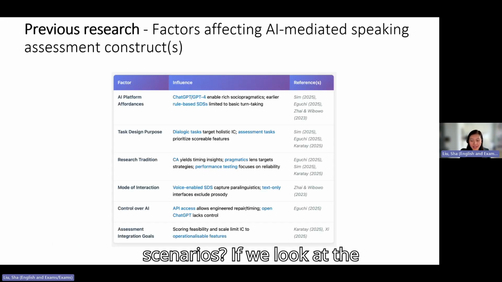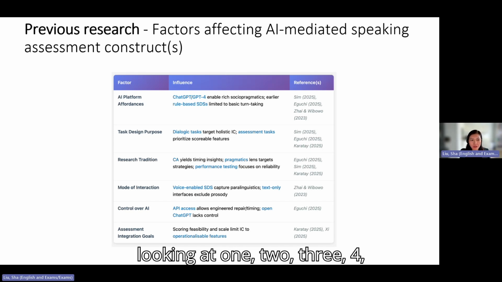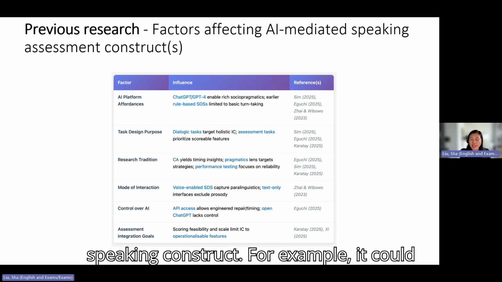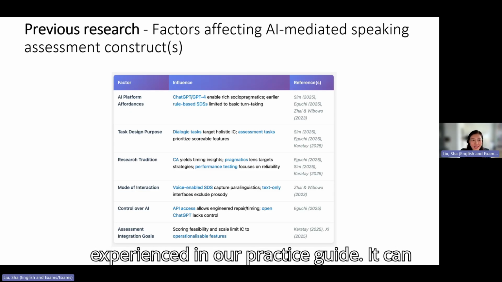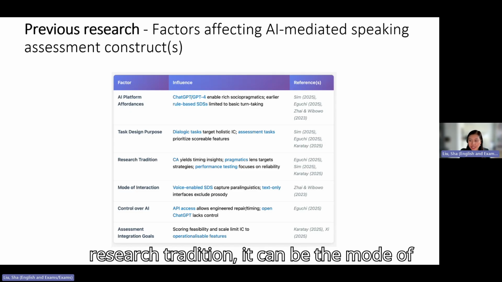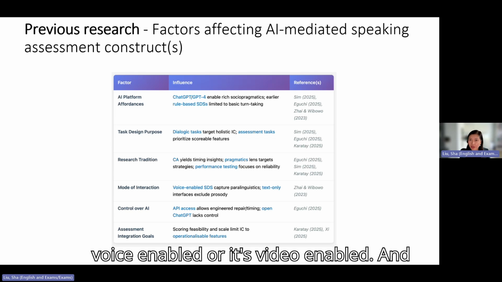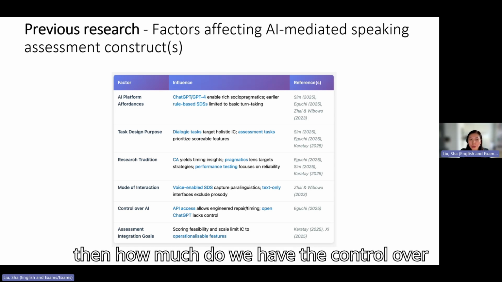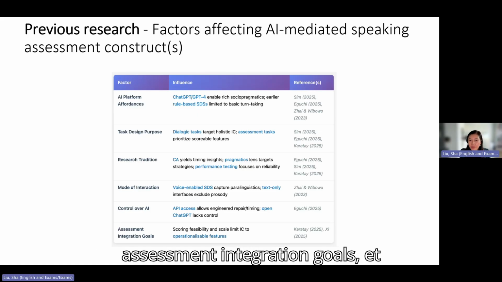If we look at the previous research findings, we are looking at six different factors that may contribute to the different degrees of change of the speaking construct. For example, it could be the AI platforms, as we have already experienced in our practice guide. It can be the task design as well as the purpose. It can be the research tradition. It can be the mode of interaction, for example, whether it's voice enabled or video enabled. And then how much control do we have over the AI platforms? And then how about the assessment integration goals, etc.